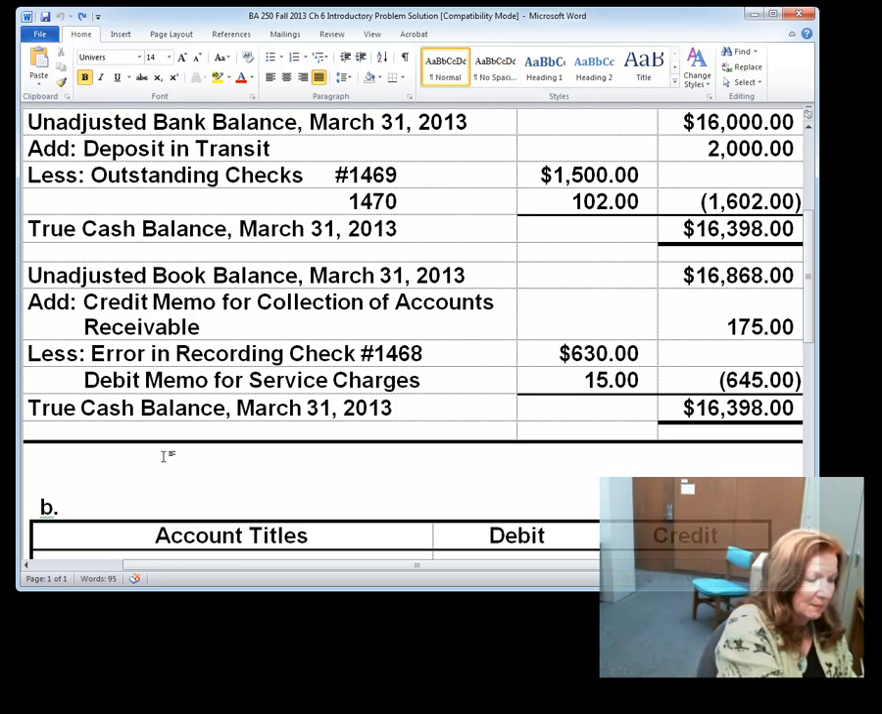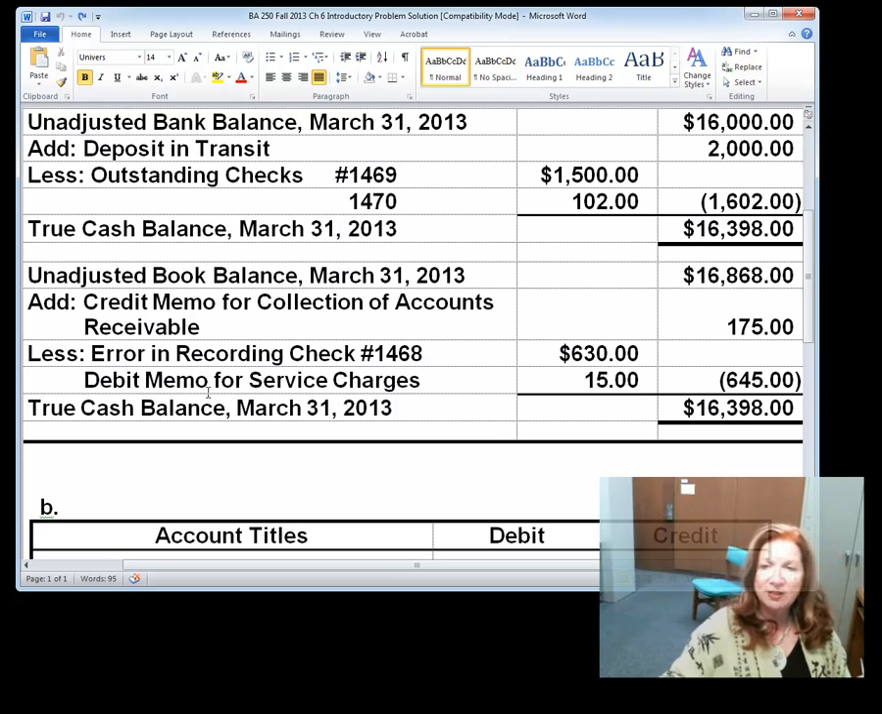And then this DM up here in the list of checks, a debit memorandum, $15. The debit memorandum was for our service charge. So we'll put debit memorandum for service charge, and we'll put $15. So we're going to reduce the account by $645. That's the total of these two lesses or reductions. So $16,868 plus $175 minus $645 gives us $16,398.